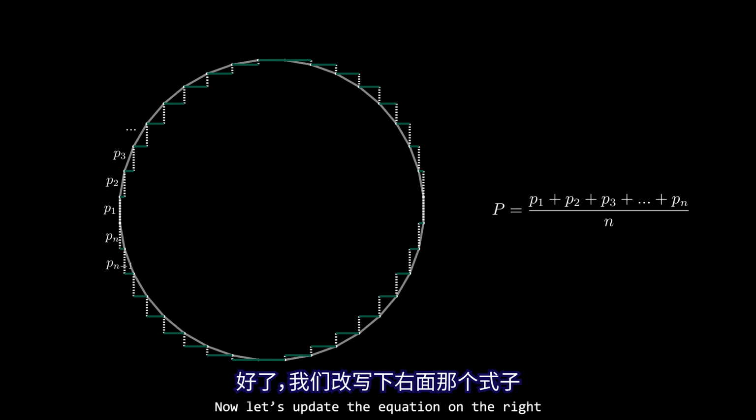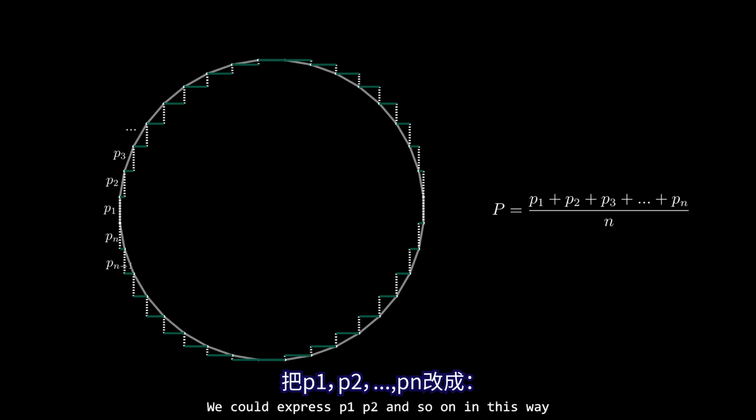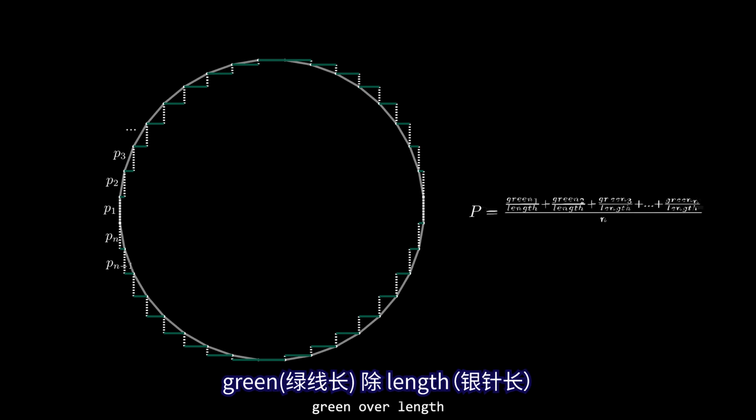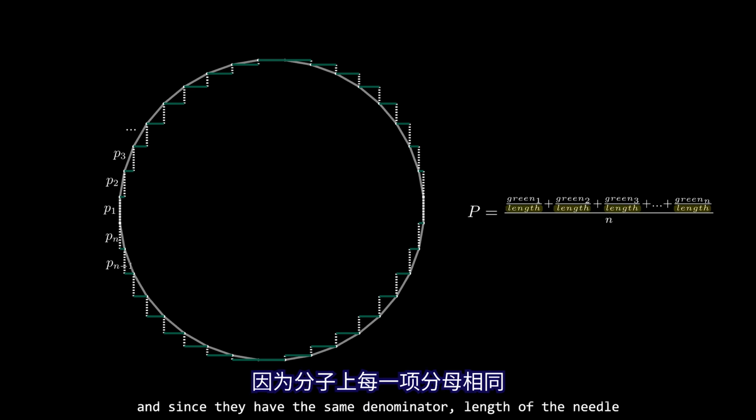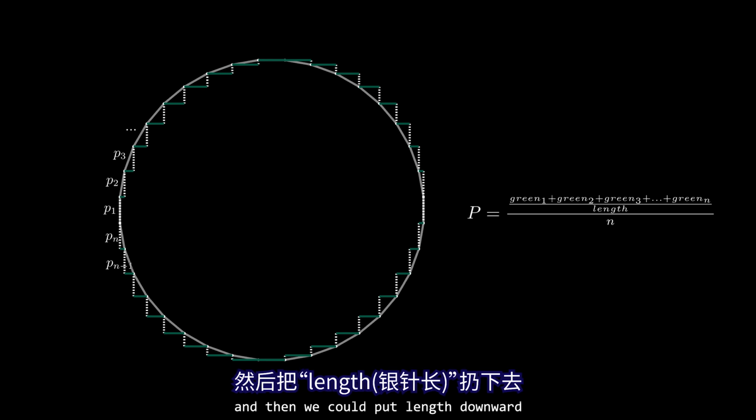Now, let's update the equation on the right. We could express P1, P2, and so on in this way, green over length. And since they have the same denominator, the length of the needle, we could add them up like this. And then we could put the length downward. We get this.